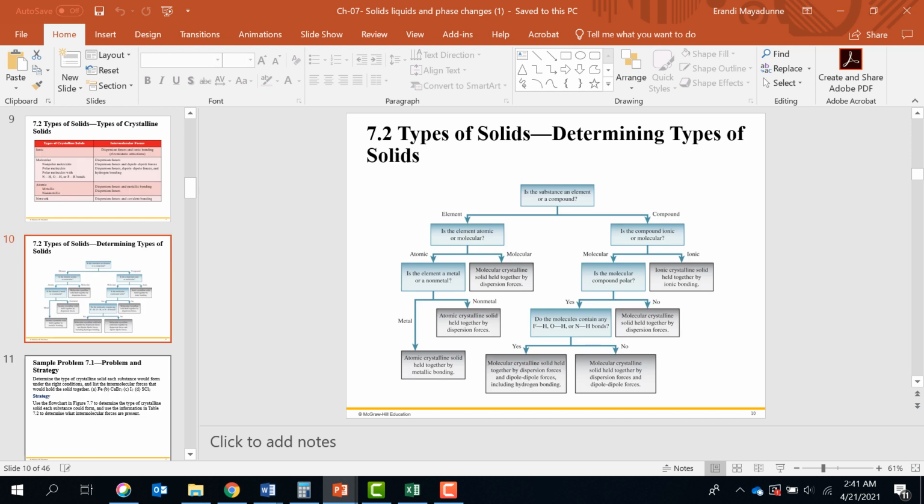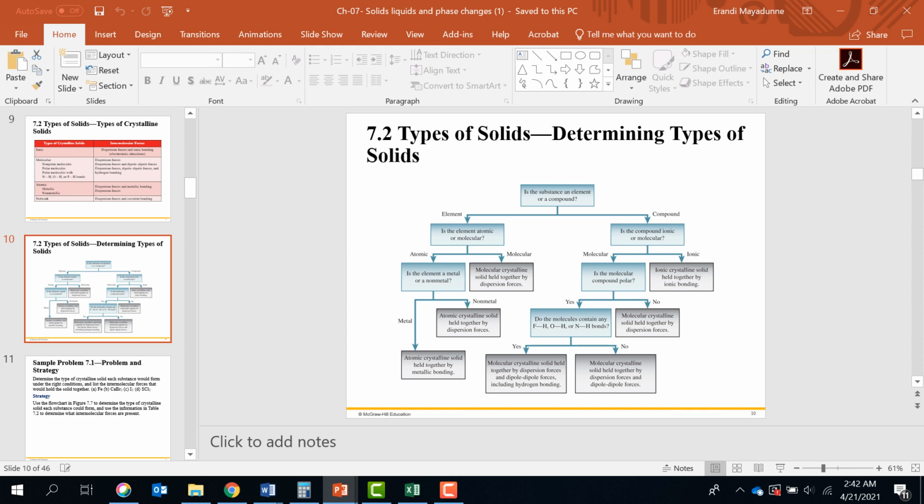This is the classification. At the very first, you should see whether the solid is made out of an element or a compound. An element is just by itself. If it is an element, is it a metal or a non-metal? If it is a metal, it's a metallic atomic solid. Otherwise, it's a non-metallic atomic solid. If it is molecular, then it's going to be a molecular solid. For a compound, if it is molecular, it is a molecular crystalline solid. If it is ionic, it's going to be an ionic solid. So this is mainly the classification.